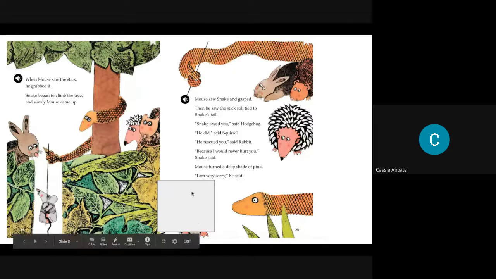I want you to write down how you think Mouse is feeling now. Think about what happened, right? Mouse has been afraid of Snake, fell down a hole, and now Snake is the one that just saved him. So how do you think Mouse is feeling now? Let's see if you're right.